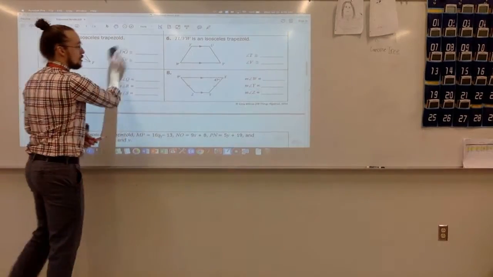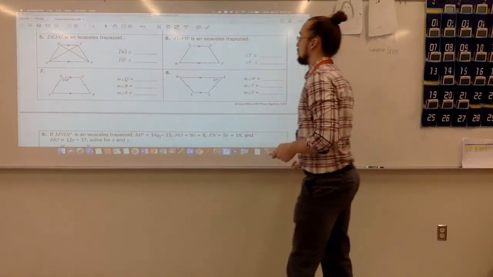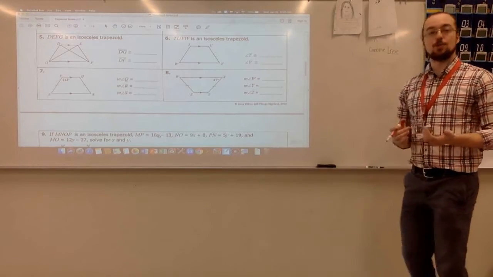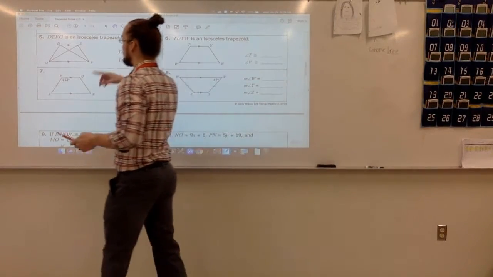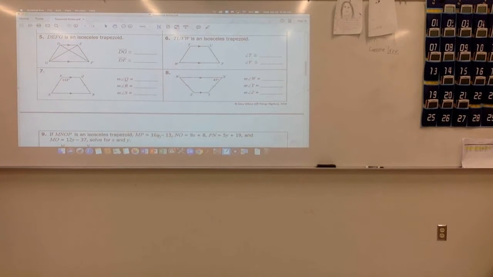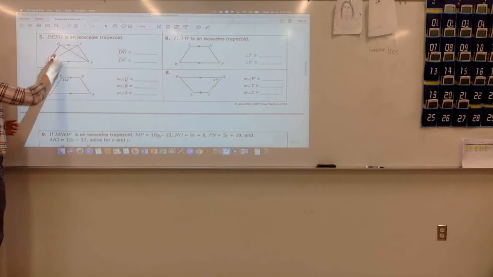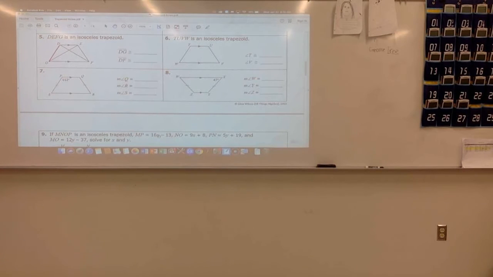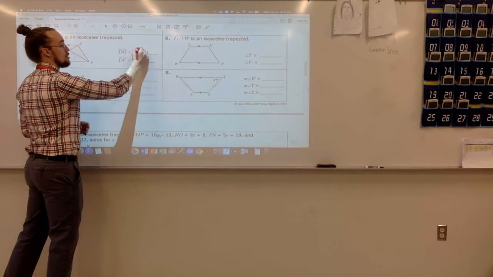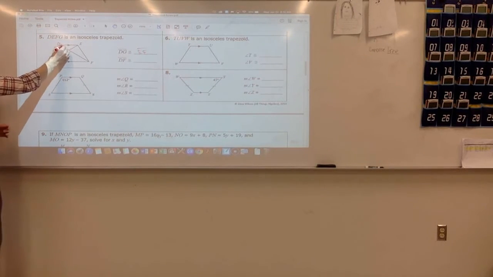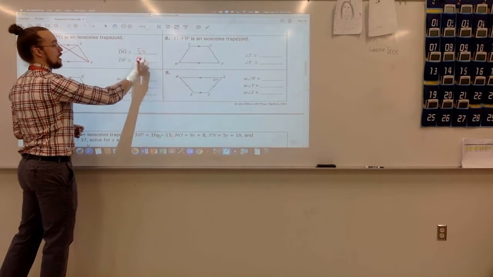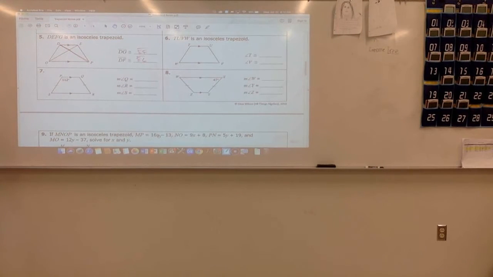We can use those extra properties up top. So the first one, number 5, just asks which pieces are congruent. So it says DG is congruent to what, and DF is congruent to what. So first, DG is right here. If I know this is an isosceles trapezoid, DG would be congruent to what? Yeah, EF. And DF would be congruent to EG, the other diagonal. We know legs are congruent and diagonals are congruent.